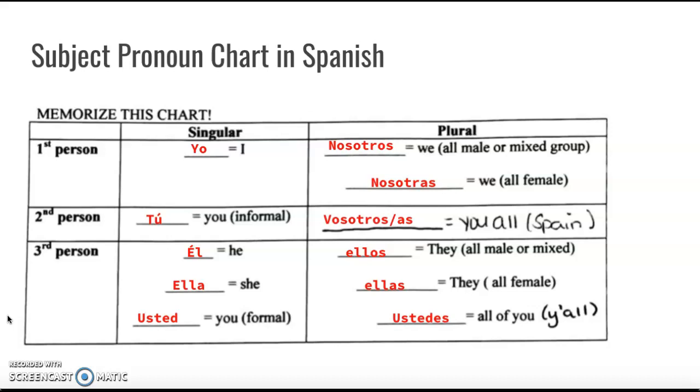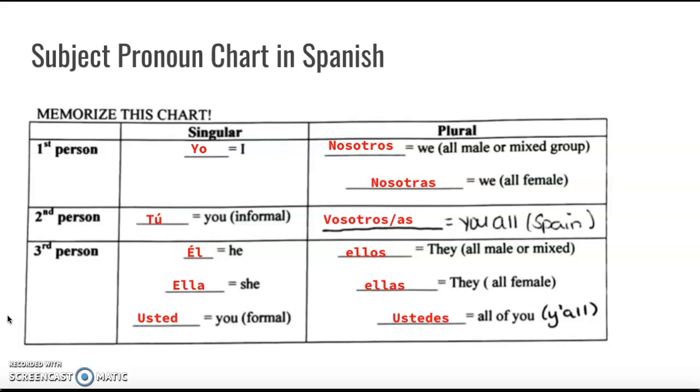Now we're going to go over to the plural part of our chart. If we wanted to say we, and we were talking about two males, or maybe a male and a female, so a mixed group, we would say nosotros. If we wanted to say we, talking about an all-female group, we are going to say nosotras.